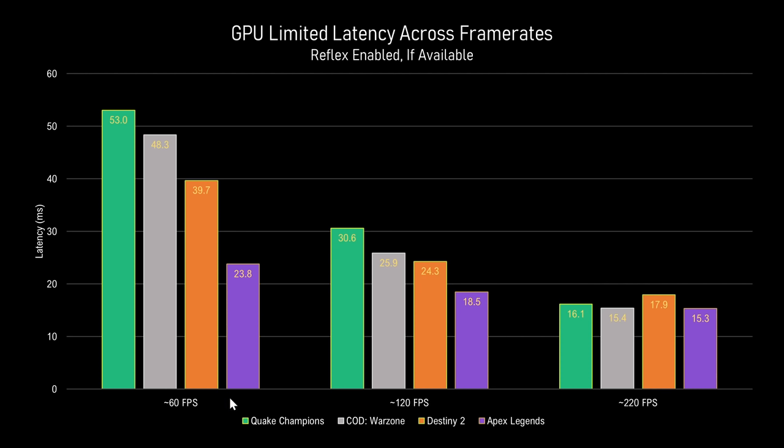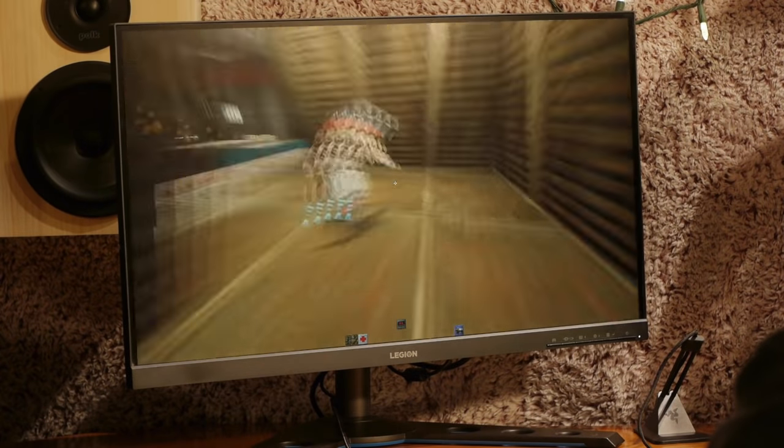At 60 FPS, this is where we see the largest differences. Apex is insane. You probably wouldn't want to play Apex at 60 FPS anyway, but it's nice to know you could. Destiny 2 again beats Warzone by around 8.5 milliseconds, and Quake Champions has the highest latency at 53 milliseconds. Alright, that's all the data I have for this video, so let's move on to a quick summary.